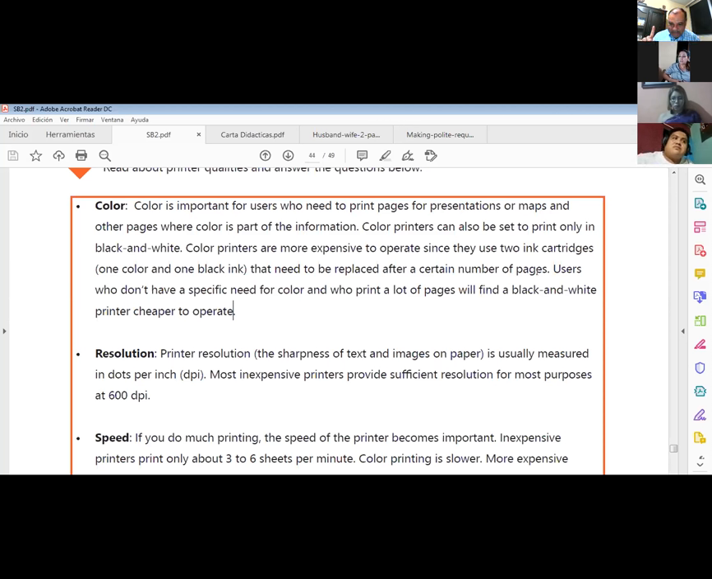Pages. Singular, one page. Plural, pages. Okay. Users who don't have a specific need for color and who print a lot of pages will find a black and white printer cheaper to operate.